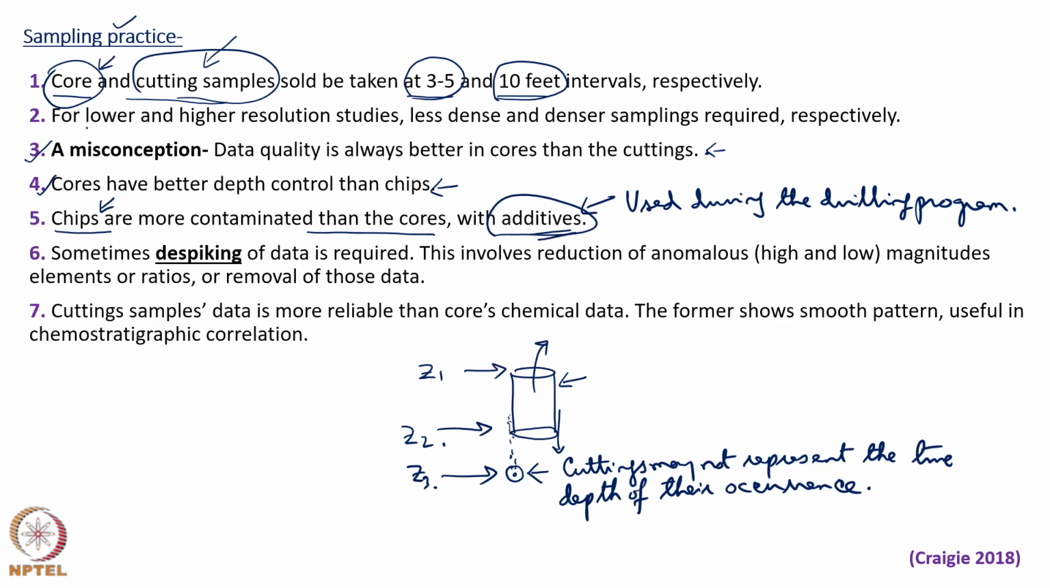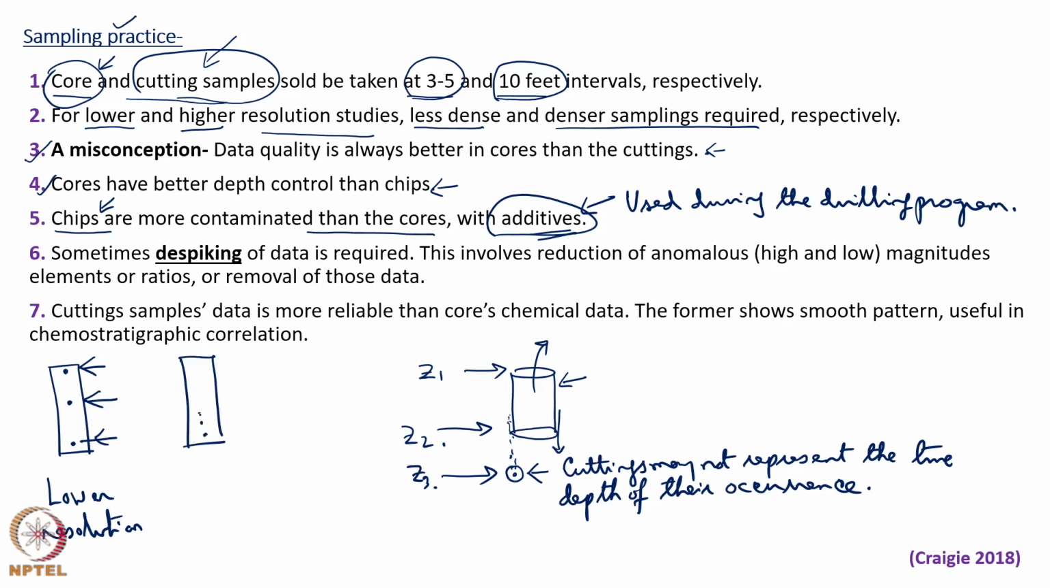It is a common sense idea that for lower resolution of studies, we need less dense sampling, and for higher resolution of studies, we need denser sampling. Suppose this is a litholog and I need a lower resolution study. In that case, my samples can be widespread, far away from each other, whereas in case of higher resolution studies, sampling should be more dense. This is for higher resolution of studies.